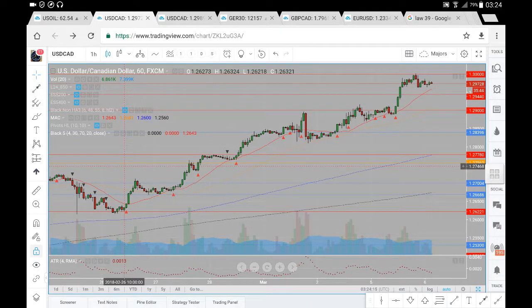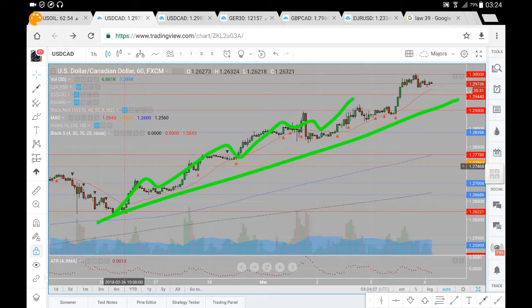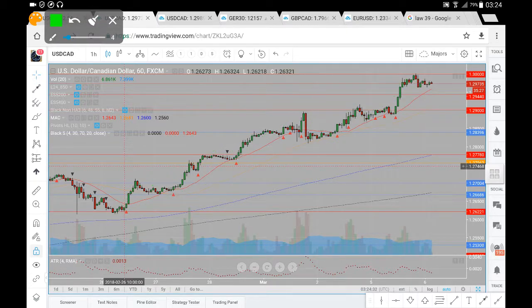So this USDCAD analysis for Tuesday, 6th of March. Now, let's just have a look at what I've been pricing, where pricing may likely go. So we've had a pretty strong trend here on the US dollar against the Canadian dollar. Minor pullbacks, but ultimately this has been in a very strong uptrend.